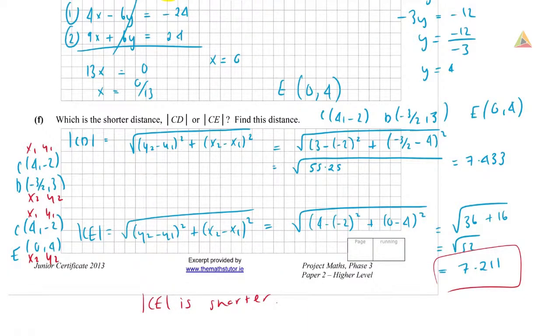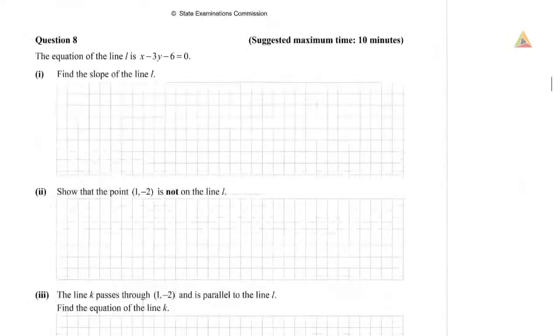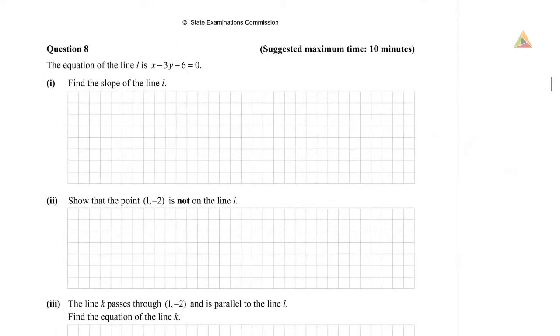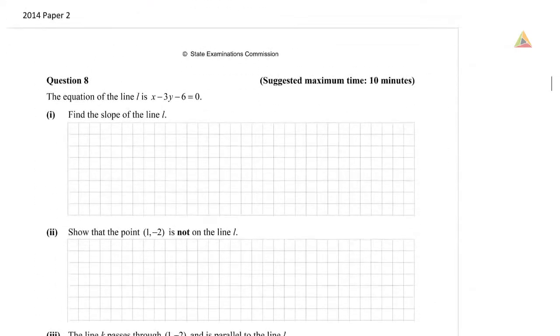Okay. So the next one. This is from 2014, paper 2, question 8. So we're going to start this question, hopefully get most of it done.